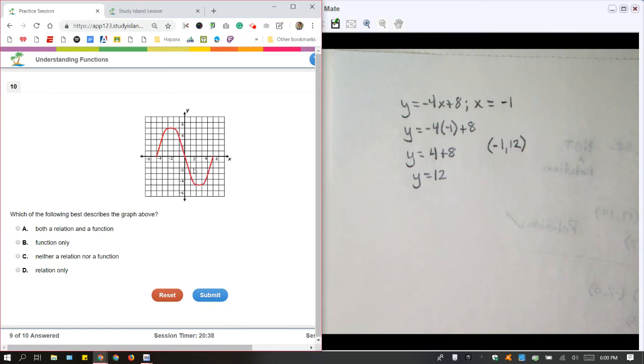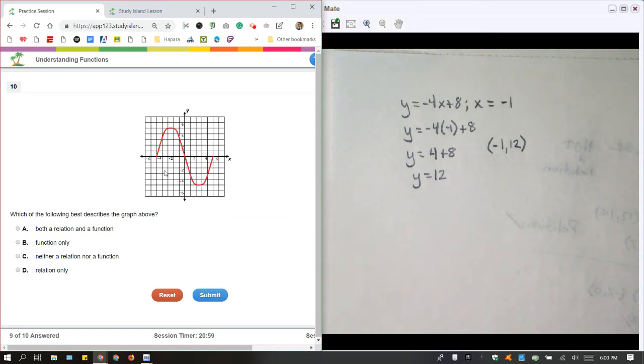Okay, so now we have another, oh man, this is a crazy looking graph. Well, it's all right. It's asking a real simple question. Is it a relation, a function? Is it both, or is it neither? First of all, do we have points on a coordinate plane? Yes, so it's a relation. So it's automatically either A or D, because it is a relation. We have points on a coordinate plane.